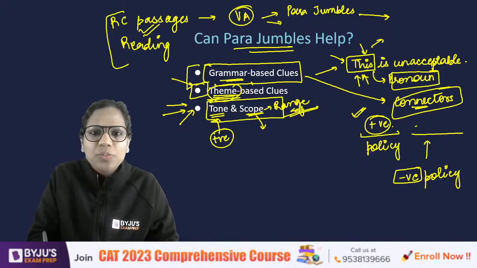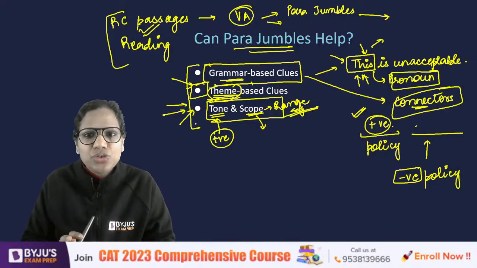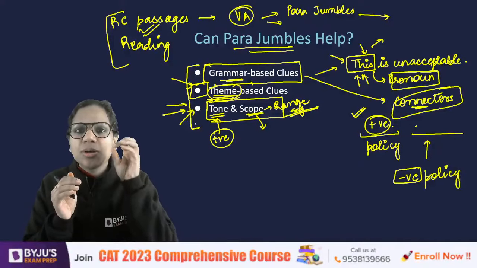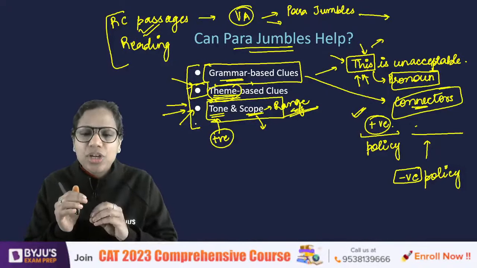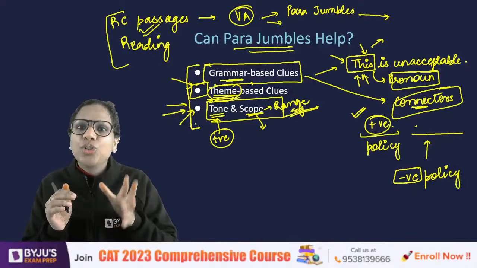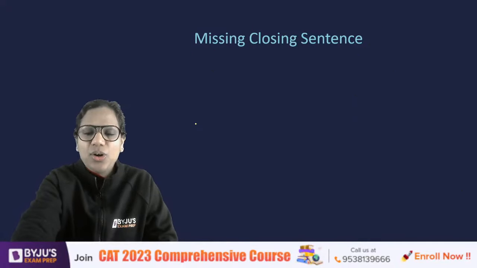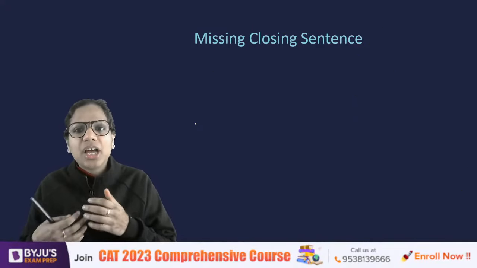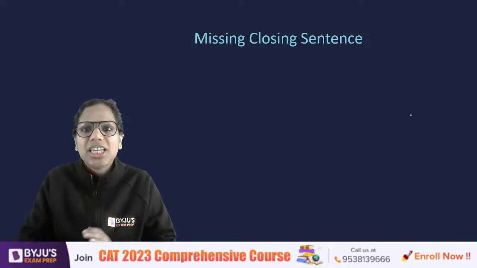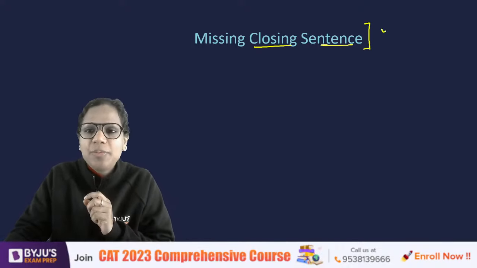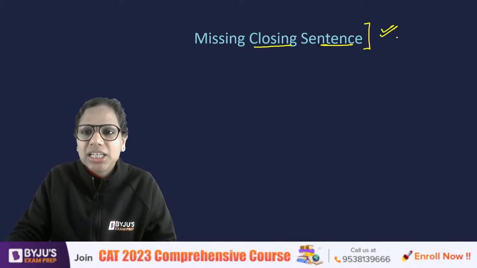All right. So I hope this is something that you've understood, what all to pay attention to when deciding which sentence should be fitted in the paragraph. Grammar, theme, tone, and scope. Okay. So let's look at our first question type, the case of the missing closing sentence. This is a very common question type. That's why I'm dealing with this first, right?